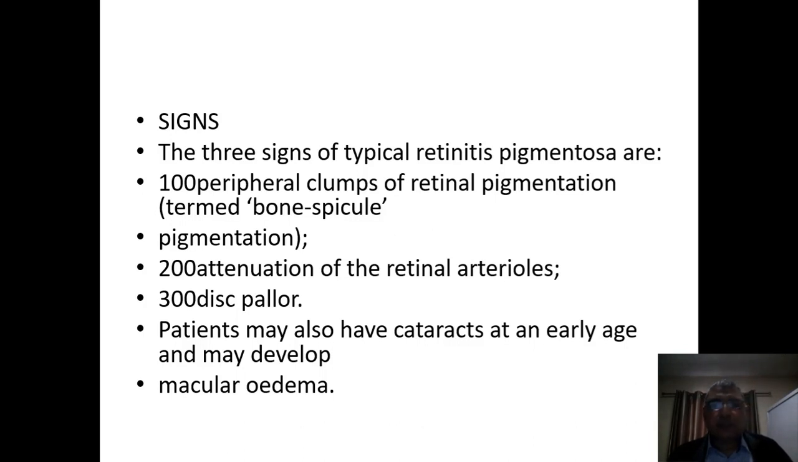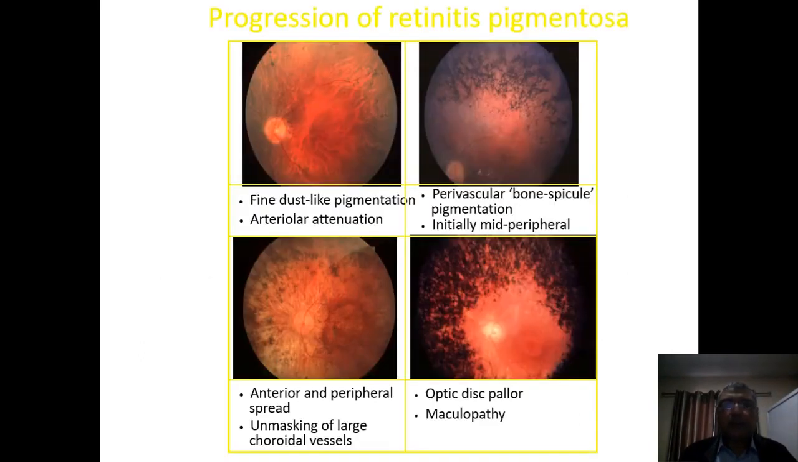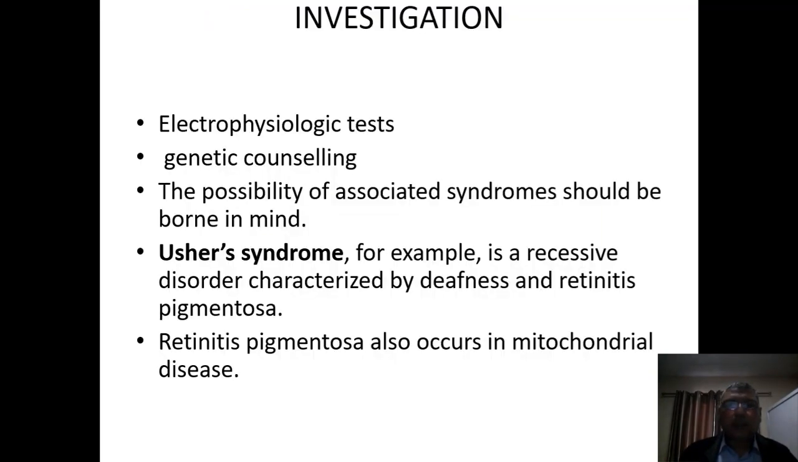The signs: there are 3 signs in typical retinitis pigmentosa, which we see during fundus examination. Peripheral clumps of retinal pigments, bone spicule pigmentation. The second sign is attenuation of the retinal arterioles. The third sign is disc pallor. Patients may also have cataract at an early age if they have retinitis pigmentosa. Also, they may have macular edema. These are pictures representing retinitis pigmentosa.